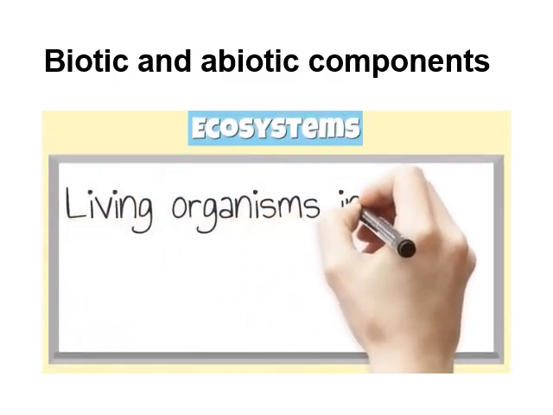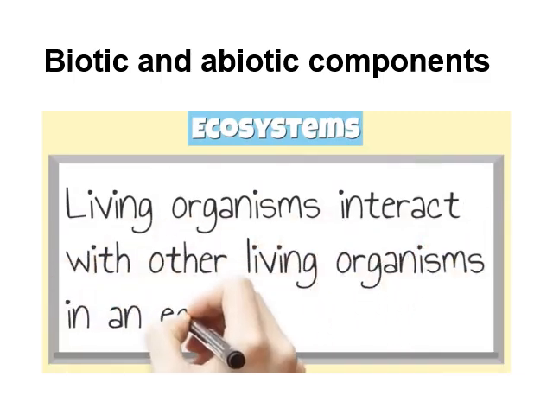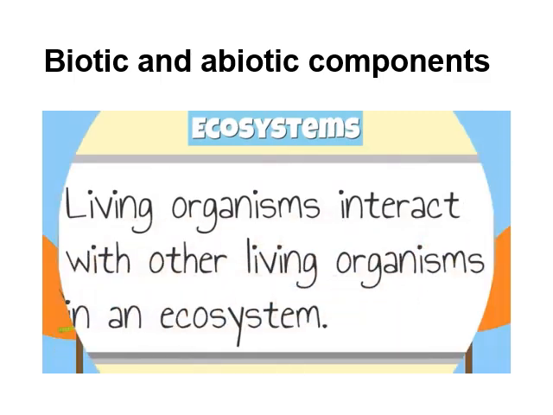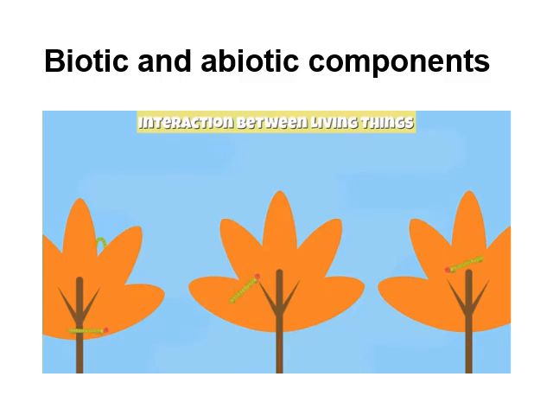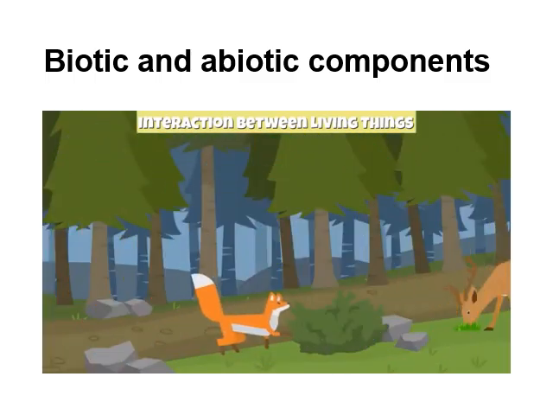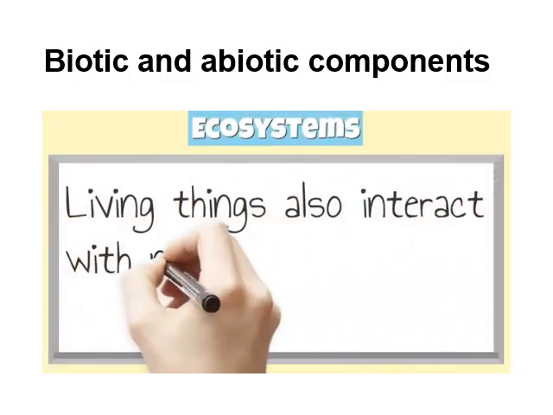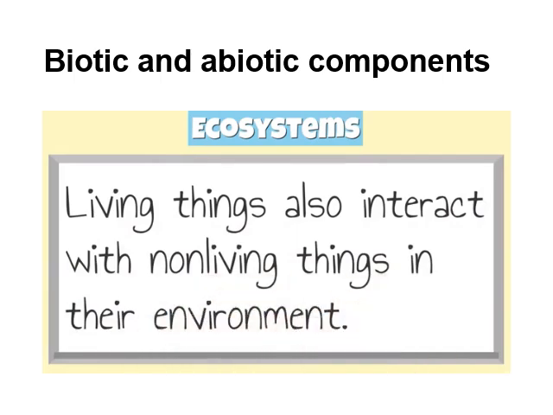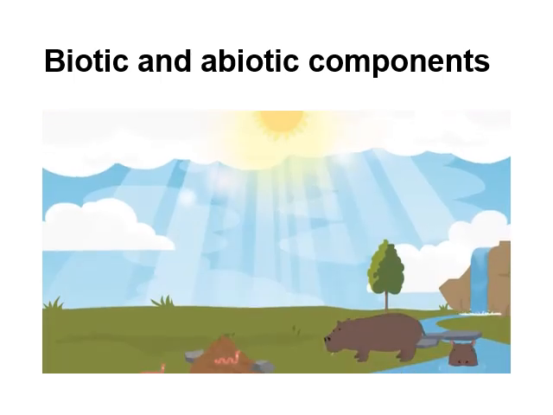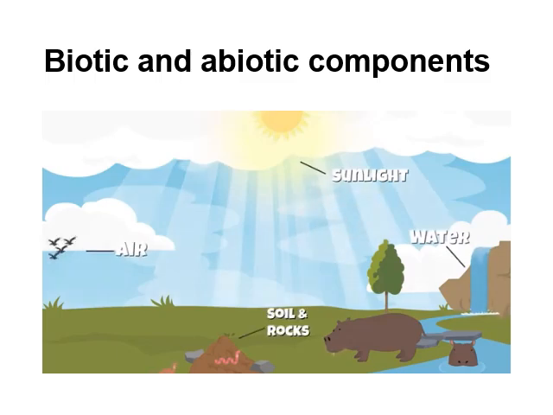Living organisms interact with other living organisms in an ecosystem. For example, a caterpillar might interact with a leaf or another insect in its environment. A fox might interact with a plant or another animal in its environment. Living things also interact with non-living things in their environment. For example, organisms interact with water, sunlight, air, soil, and rocks. The interaction and dependence that exists between living and non-living things are what make up an ecosystem.